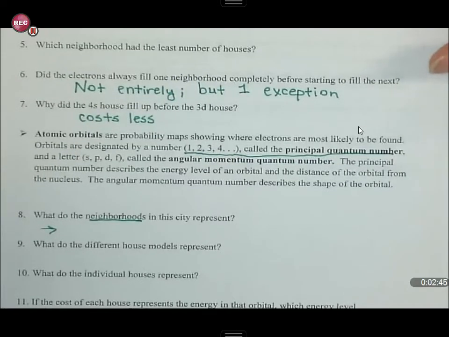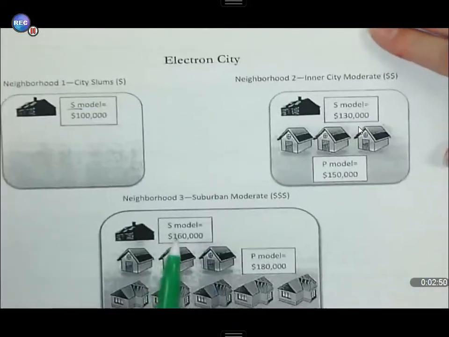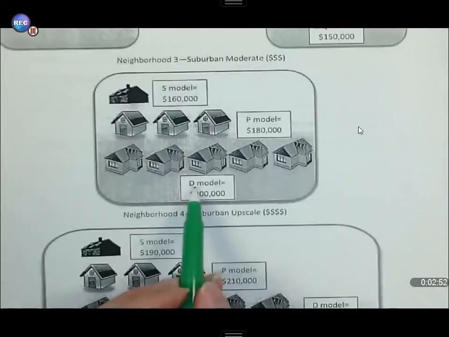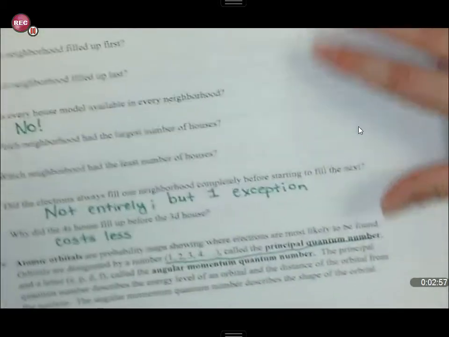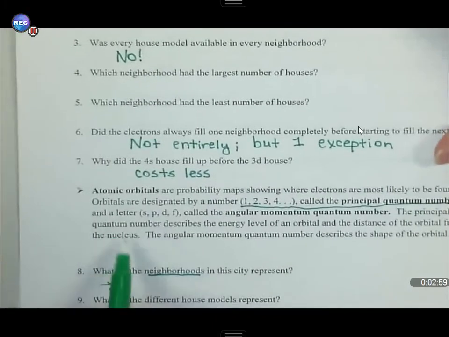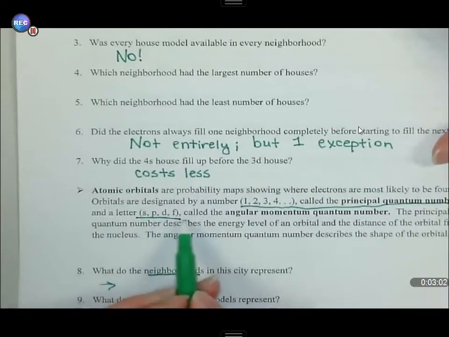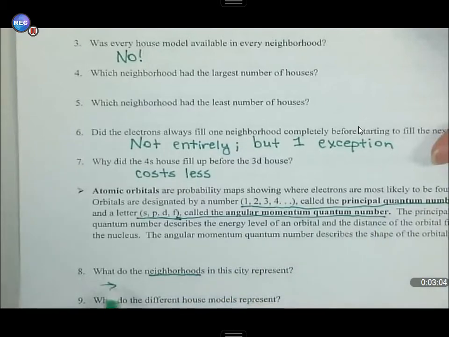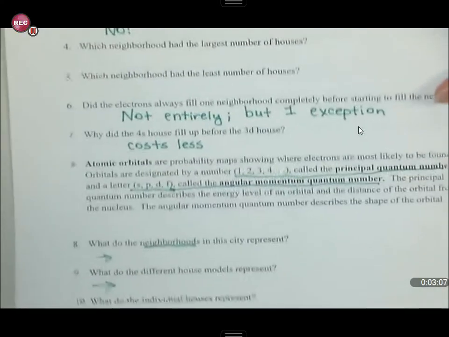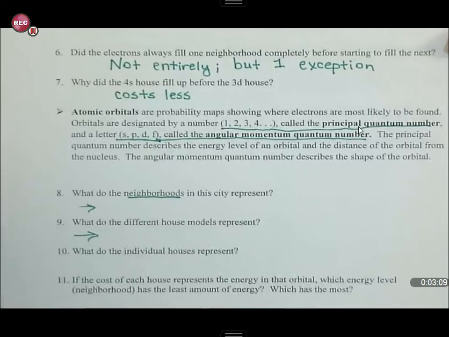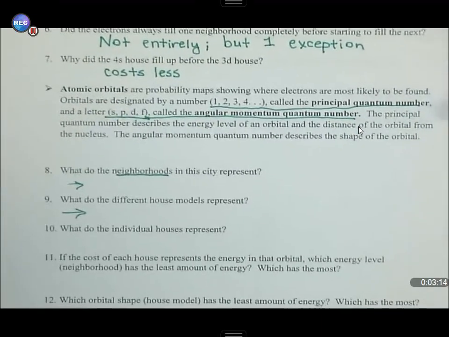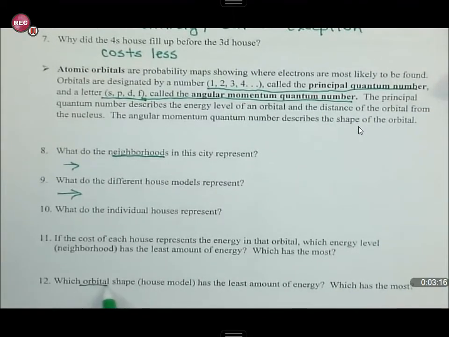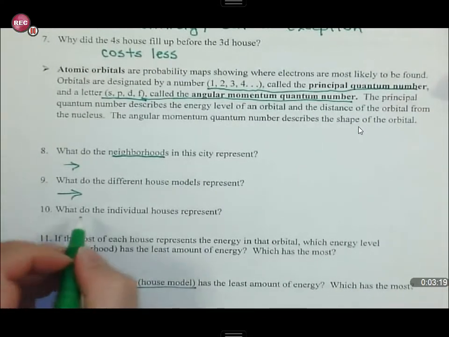What do the different house models represent? Well, if you go over here, you have the S model, you have the P model, you have the D model, and then you have the F model. If you come back to this paragraph, you see SPDF, and it's called the angular momentum quantum number. So you can fill that in right here. What do the individual houses represent? Well, it says down here which orbital shape the house model. So, orbital shape.